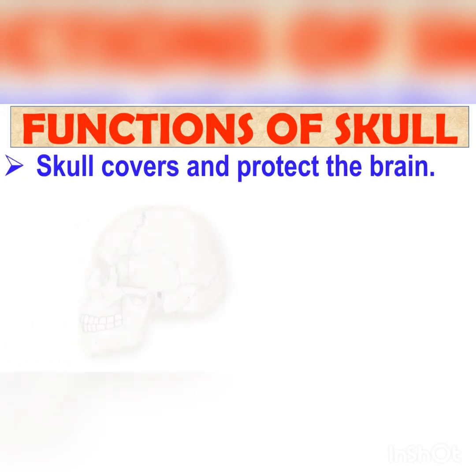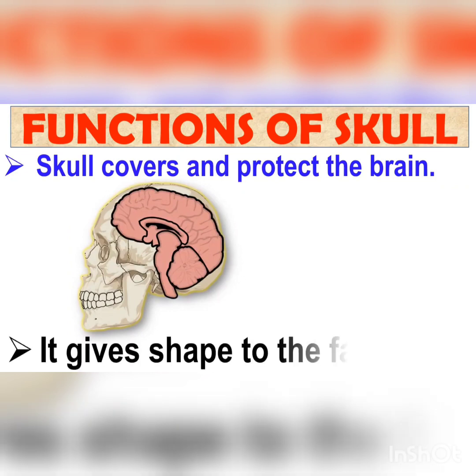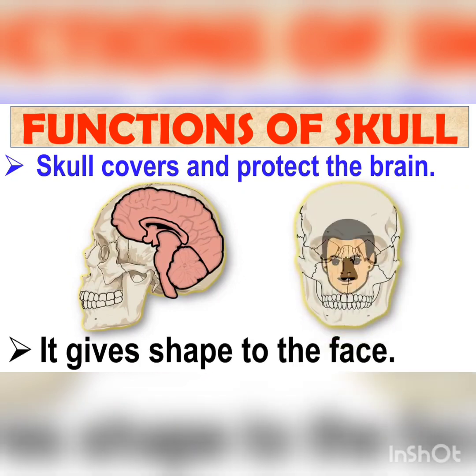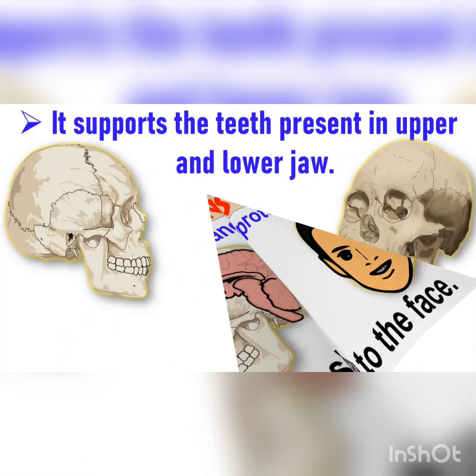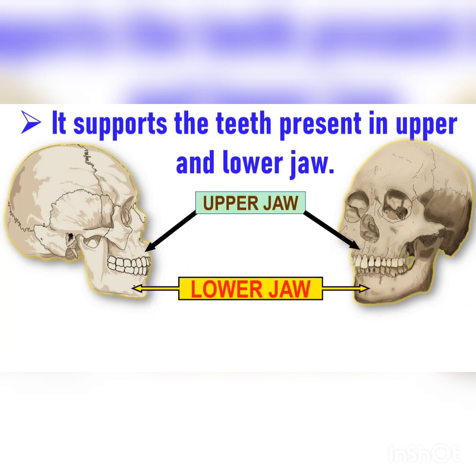Now let's go through its functions. Skull covers and protects the brain, gives shape to the face, supports the teeth present in upper and lower jaw. Point to be noted, all the bones of the skull are fixed and immovable except the lower jaw. You can move the lower jaw, children.